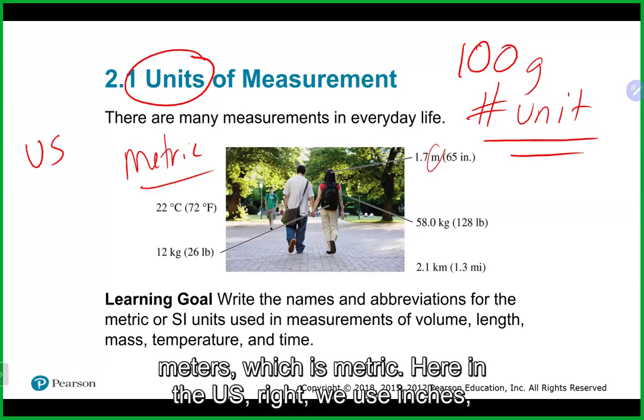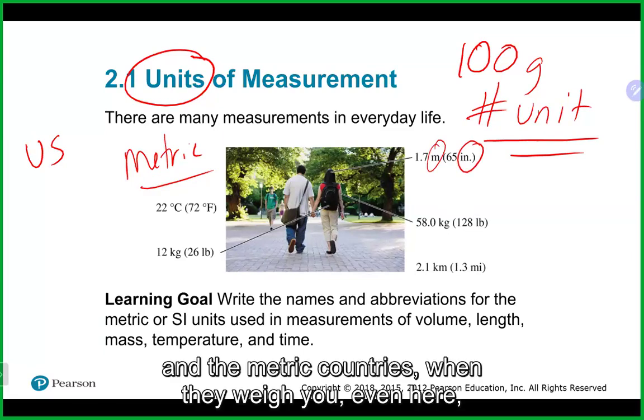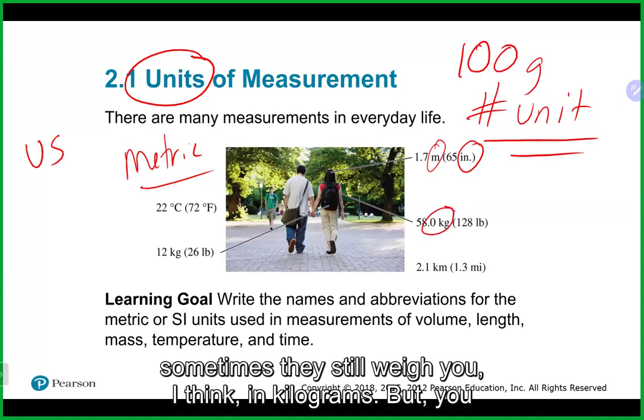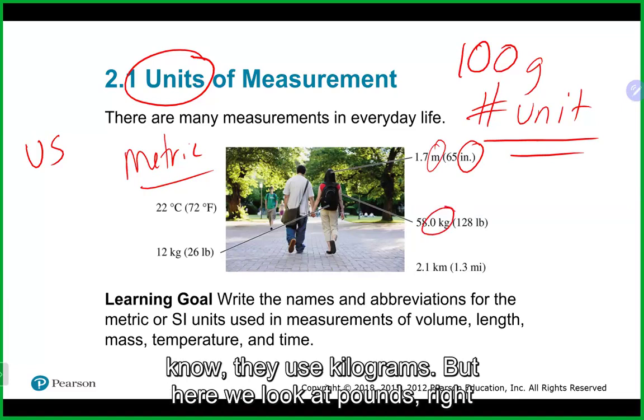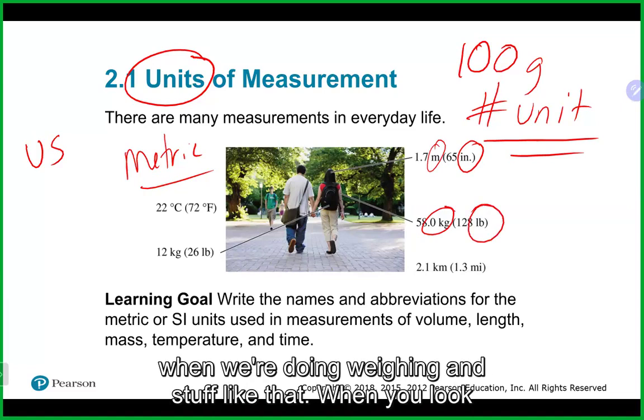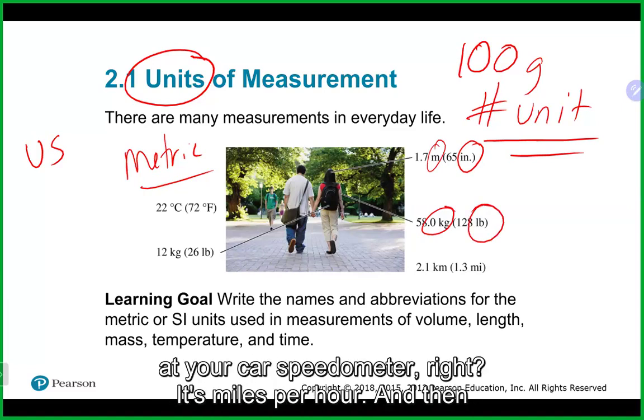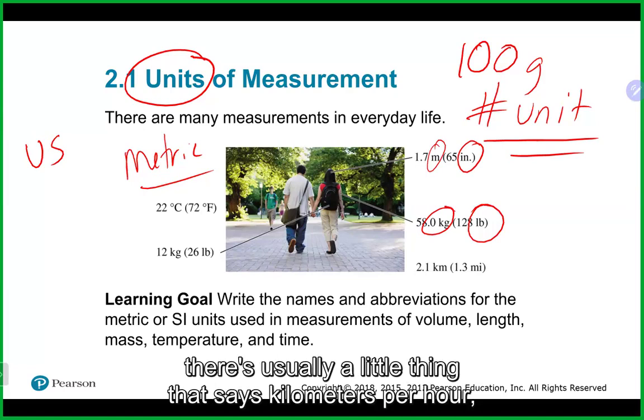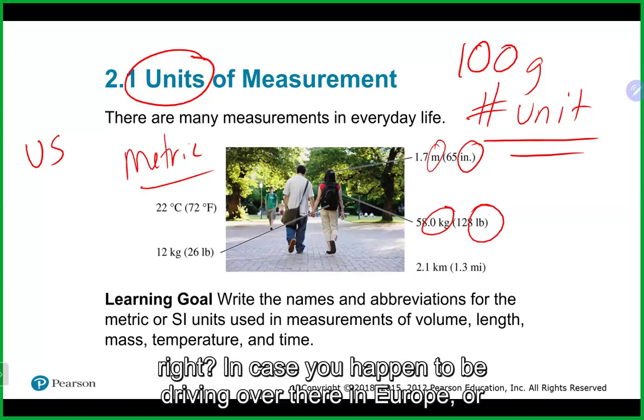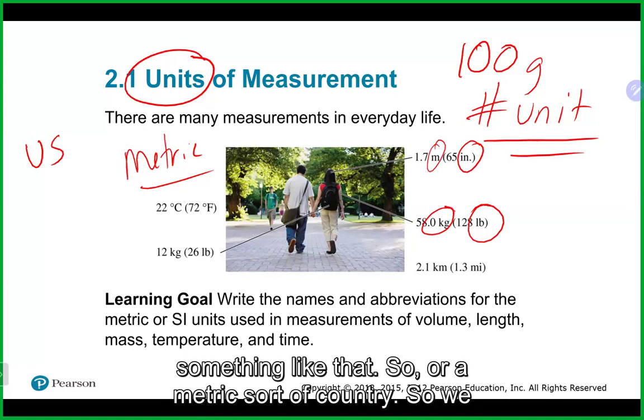So this is meters, which is metric. Here in the US we use inches. The metric countries weigh you in kilograms, but here we look at pounds when we're weighing. When you look at your car speedometer, it's miles per hour, and then there's usually a little thing that says kilometers per hour, in case you happen to be driving over in Europe or a metric country.